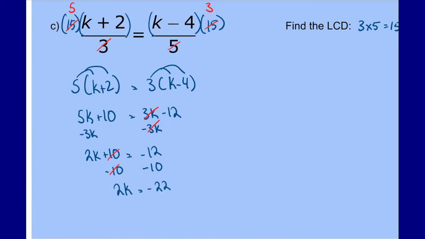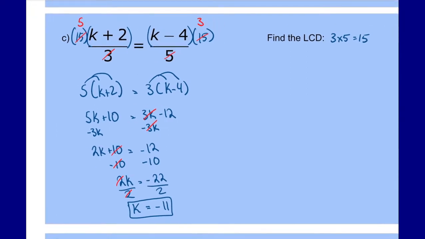We're now down to a one-step equation. Last step, divide both sides by 2. One side cancels out. We get k equals negative 11, which would be our final answer. So again, same kind of thing that we had to do before, different format or different setup of how our fractions look, but same general idea.